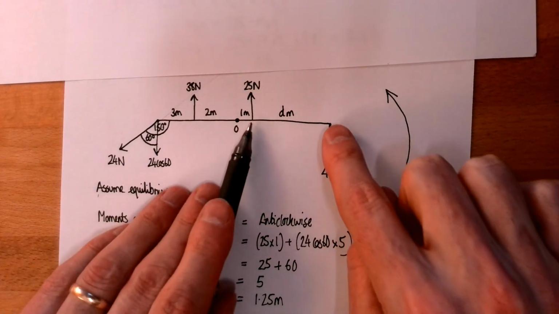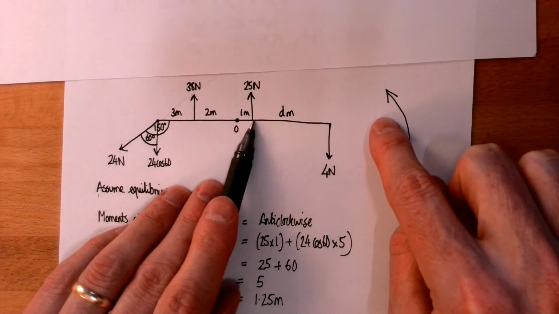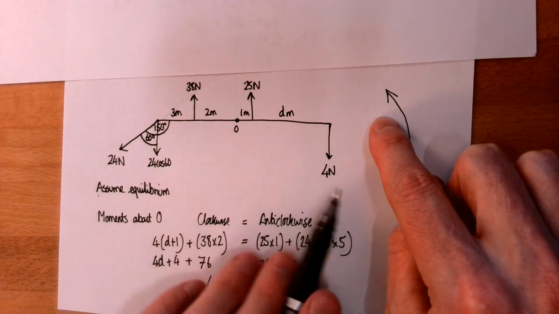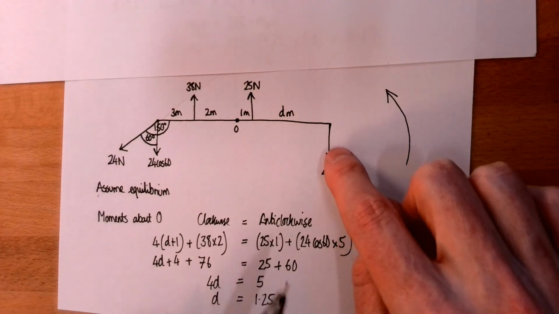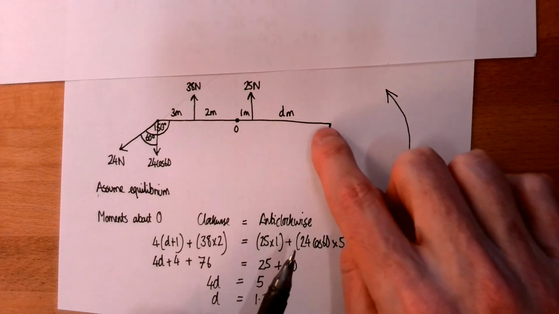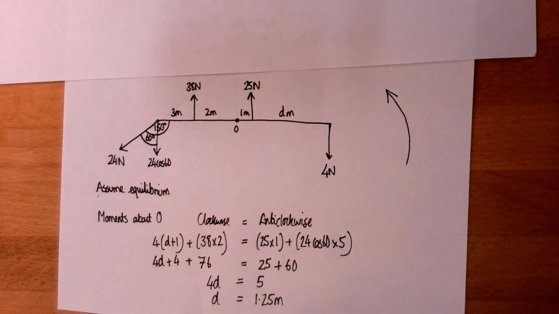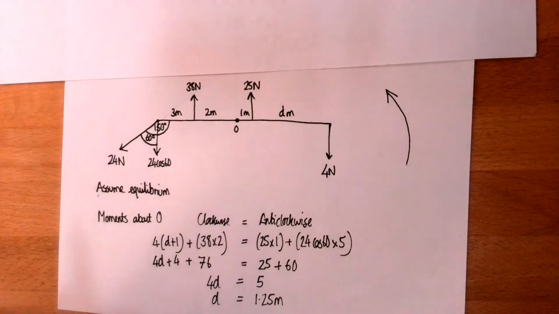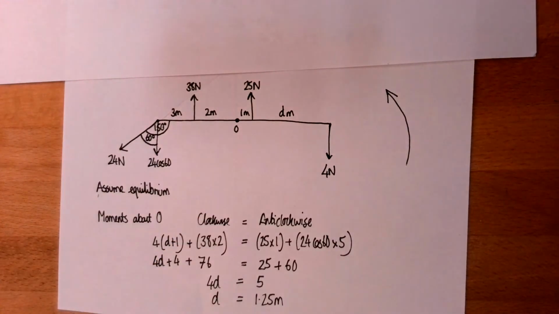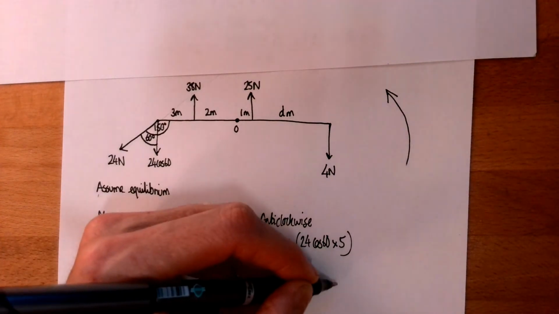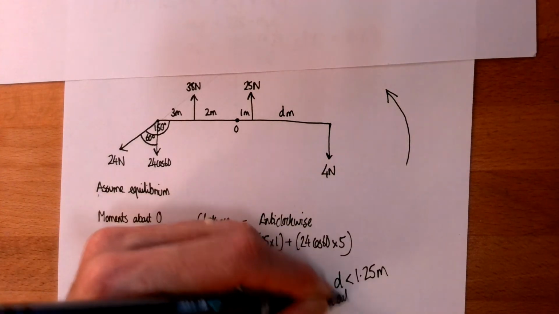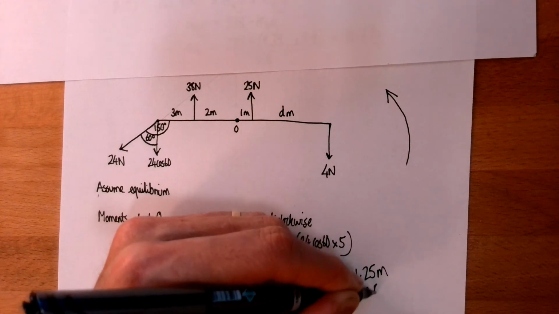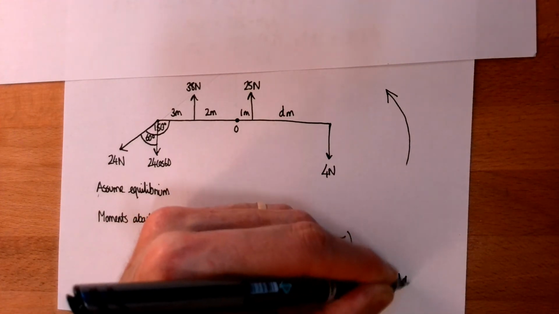Now, you need to ask yourself this. If d was longer, this 4 Newton force, which is turning it clockwise, would have a greater moment, because moment is force times distance. So if d was longer than 1.25, it would turn the bar clockwise. But we want to know what length of d would turn it anti-clockwise. So basically, anything less than 1.25. So d less than 1.25 meters would see anti-clockwise movement.